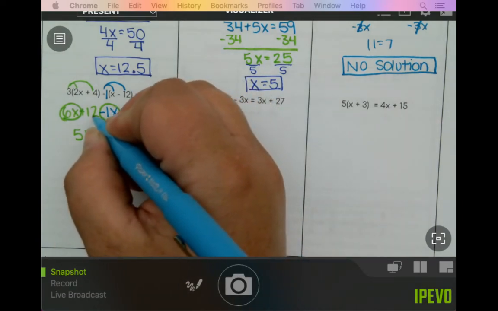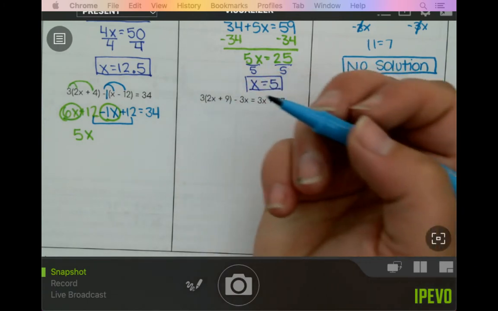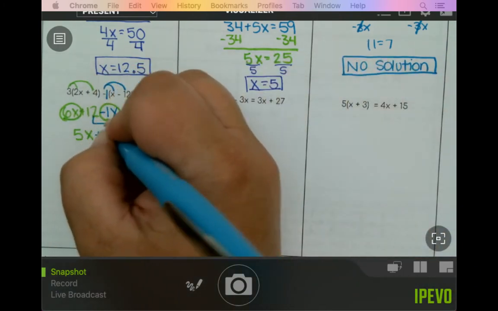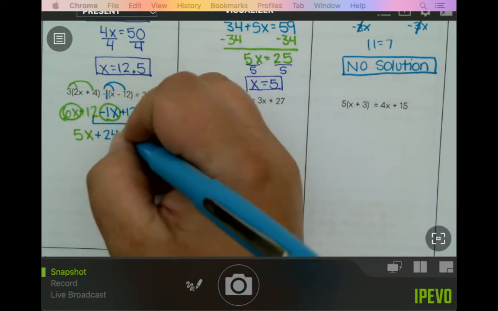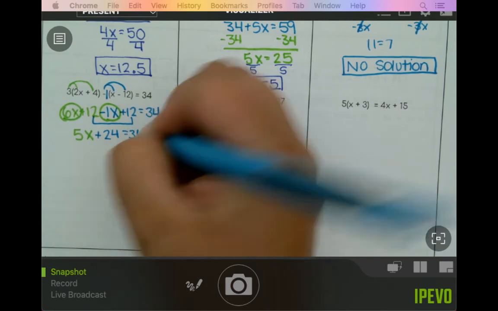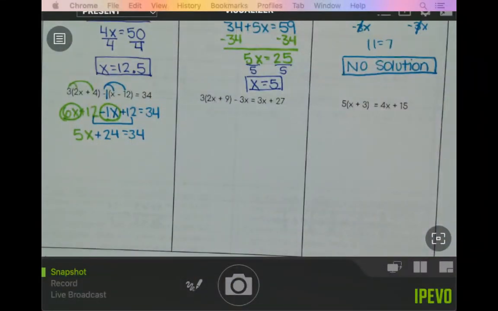And this is the part where you have to be a little careful. 12 plus 12. They don't cancel out. Yes, they're the same number. Your brain's going to notice that, and you're going to think, ooh, I really hope those cancel out to make my life easier, but they don't.